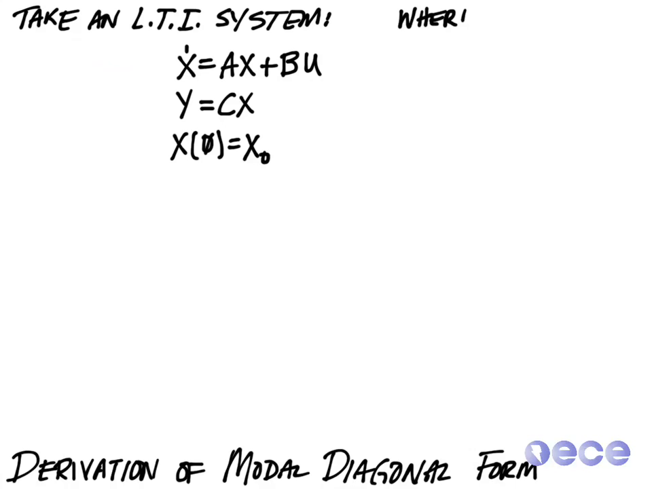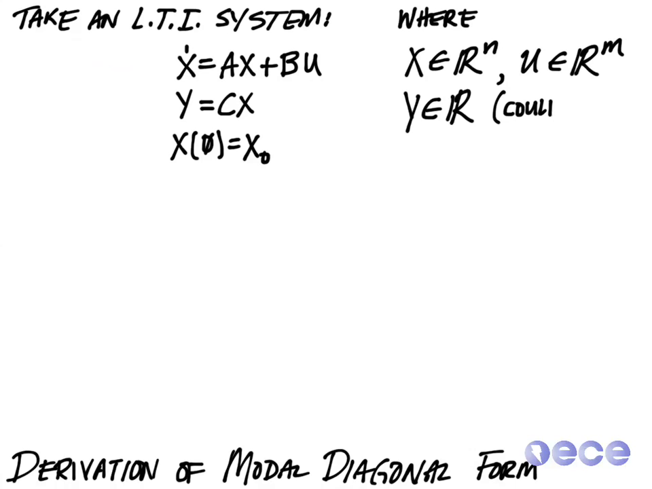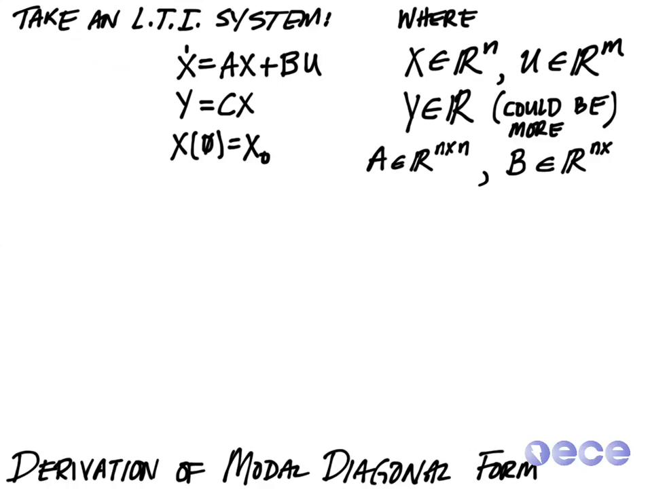With this system, we have a bunch of pieces that we have to define in terms of how they are in the space of real numbers. So x is an n-dimensional vector, so R is n by 1. u is m by 1, or R to the m. And y, in this case, is just R. You can have multiple dimensions of y, but I've just got one dimension here for simplicity. And A is an n by n matrix.